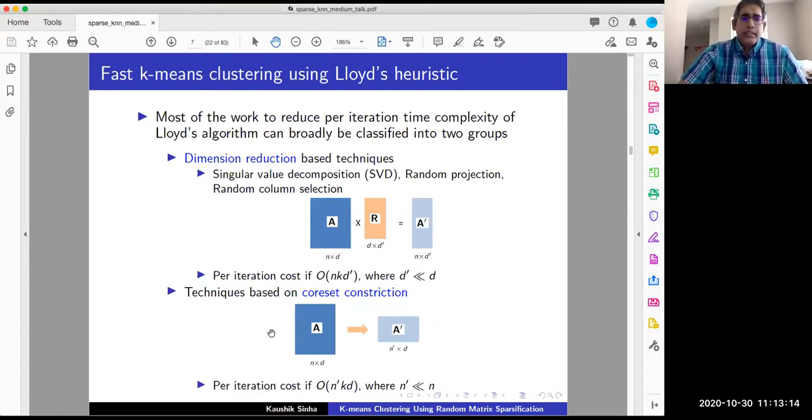The other approach is typically a coreset construction, which tries to weight the different rows in such a way that the original data matrix, again n times d, n data examples, each example has d attributes, but it tries to find a smaller subset and appropriately weight them. It becomes n prime times d, same number of columns, but now the number of data points is much smaller. And again, instead of performing the k-means clustering on the original data matrix, now I perform it on A prime. So the per iteration cost is now n prime times k times d, and typically n prime is much smaller than n. So again, we get a computational saving.